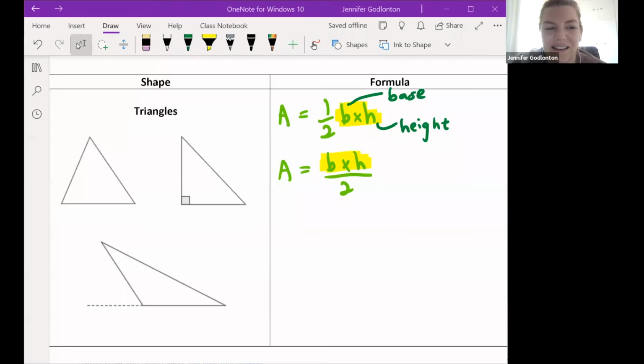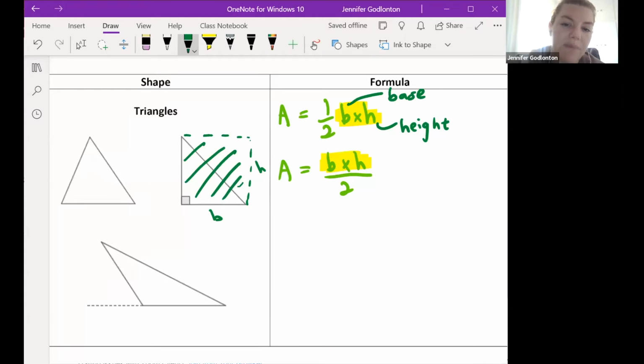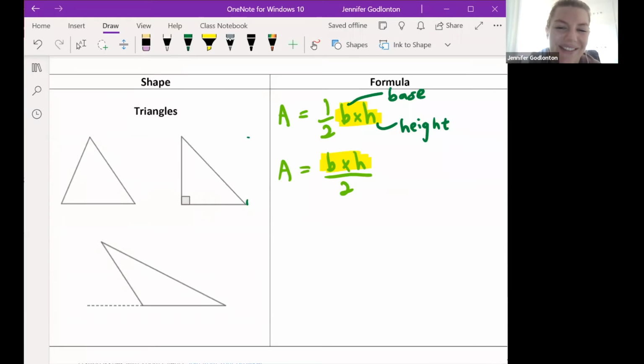Ma'am, I just ask, why did we put the half? Oh, so when we're working out a rectangle or a square, imagine this was a square, like that, then this would be my base and this would be my height. So if I was working out my area, it would be base times height. But we only want half of that because we only care about this part of that square, and that's why we divide it by 2. Okay, thank you, ma'am. No problem.